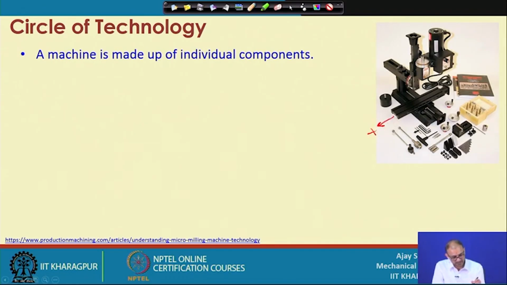Now, if you see this particular thing, this one is the X axis and this particular thing is the Y axis, and this one is the Z axis spindle, and all three are linear movements. And once you attach this particular spindle here, then you will get the spindle rotation.